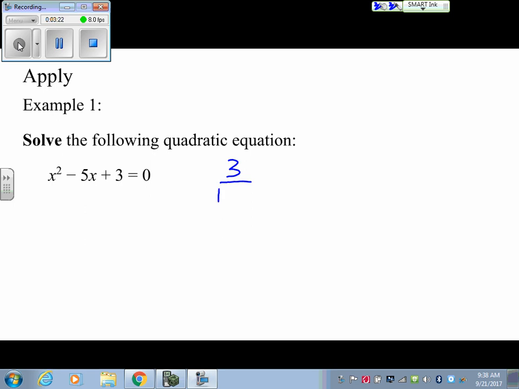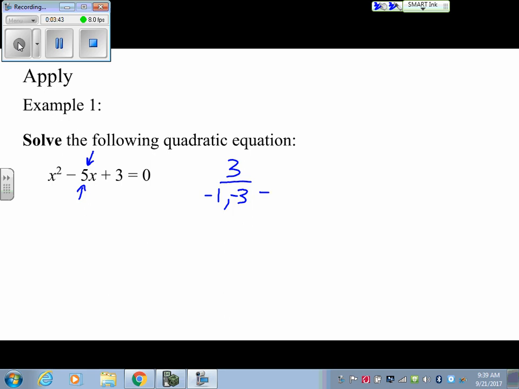3 is prime, so the only thing that goes into it is 1 and itself. 2 does not go into it. It's not an even number. And as I look here at my b term, I can see that it's negative, and yet my c term, that 3, is positive. So that means both of these numbers would need to be negative in order to multiply to be a positive 3, but yet add to be this negative value here.